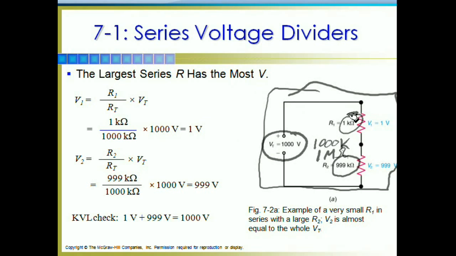So if I want to know the voltage drop at R1, I've got 1k over 1000 k, which is going to equal 0.001 times 1,000 volts, it's going to equal 1 volt. That's just the way it is.